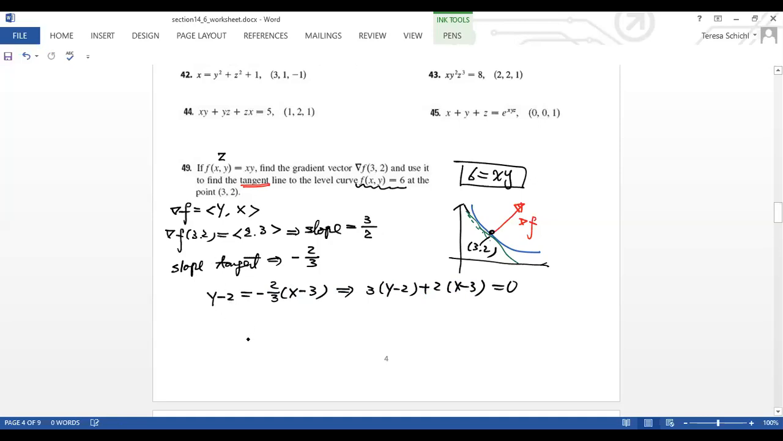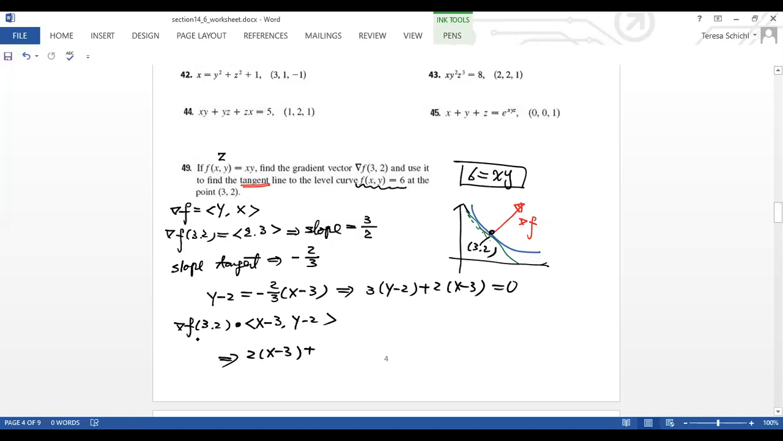Or you can just say here, the del F at (3, 2), you can just take the dot product with (x minus 3, y minus 2), right? Because they're passing through this point. And then you will get the answer quite a bit faster. This will be 2 times (x minus 3) plus 3 times (y minus 2).